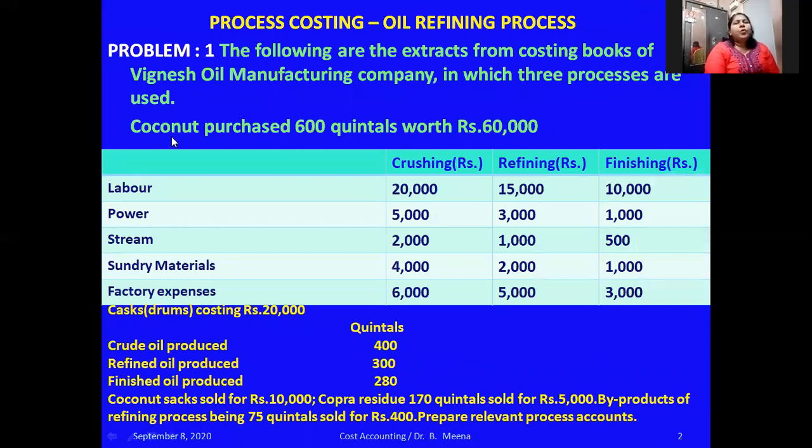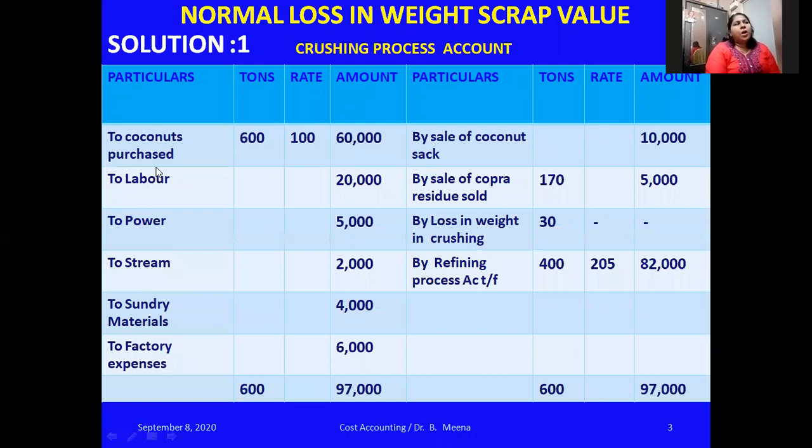First, I made use of the raw material, coconut purchase, 600 quintals worth rupees 60,000. So this input I gave in the crushing process. That is one of the expenses, along with other expenses mentioned in the problem: labor, power, steam, sundry materials, factory expense. These are the expenses I debit under the respective process along with this coconut purchase. To coconut purchase, I posted 600 at the rate of 100, which means 60,000. I debit all other expenses, right?